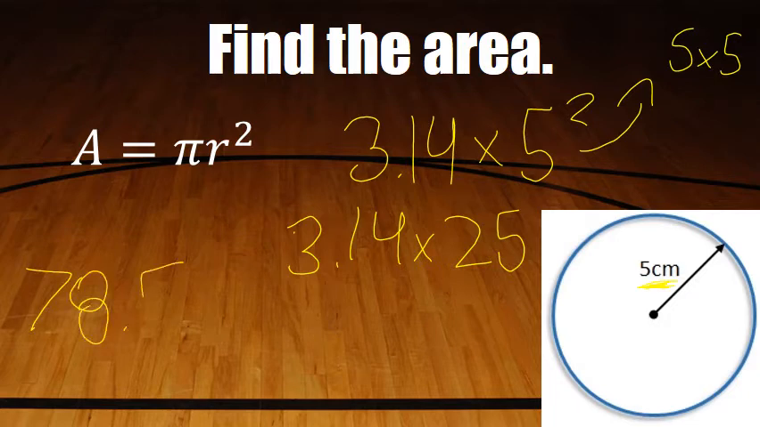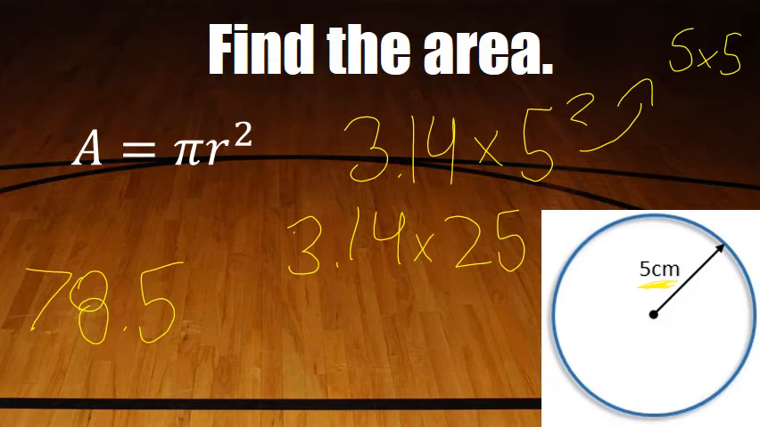78.5. You know how to multiply decimals. Just like a normal number, you just carry the decimal and put it in the right place. 78.5. But we're not done. We need to write the unit. We want to make sure that we have the right units and the right things written down.